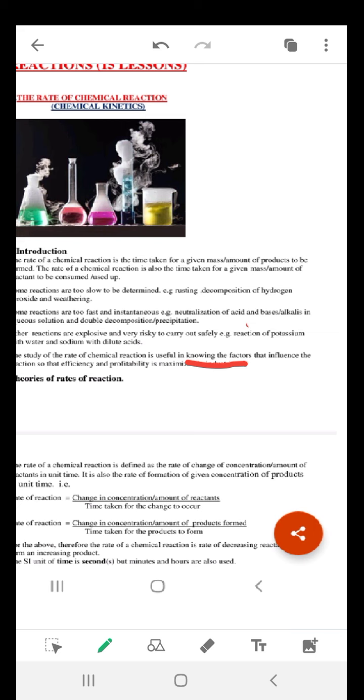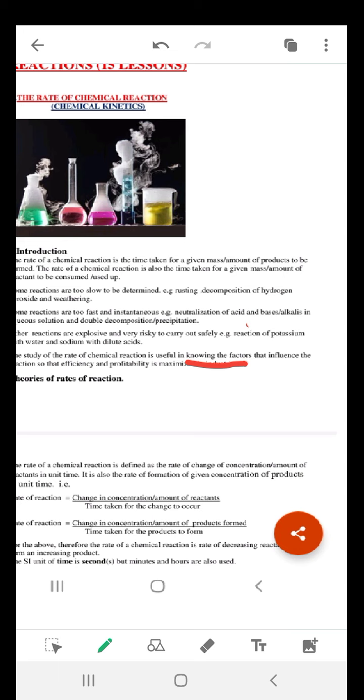They are very explosive, so they cannot be experimented in a normal laboratory. Then let's look at theories of rates of reaction. On this, there are two theories that explain the rate of reaction.